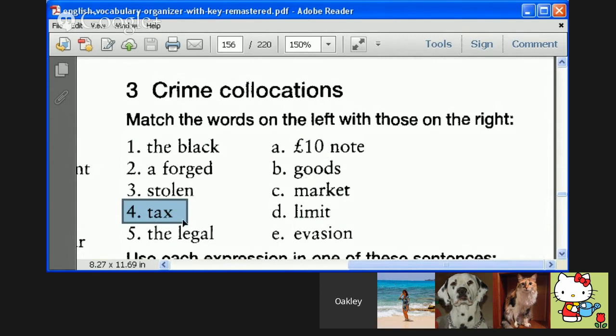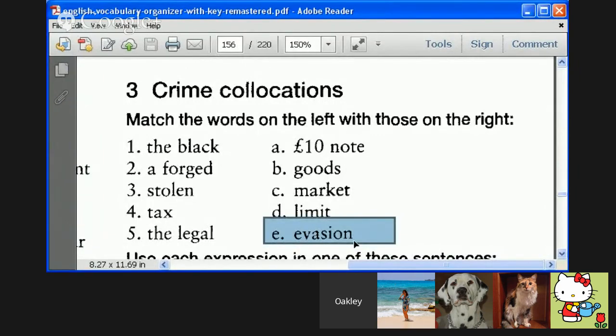All right, Heidi, number 4. Tax evasion. Oh, indeed. Okay, very good. To evade. Evade is very close to avoid. If you evade, you escape. So you escape or avoid paying taxes.